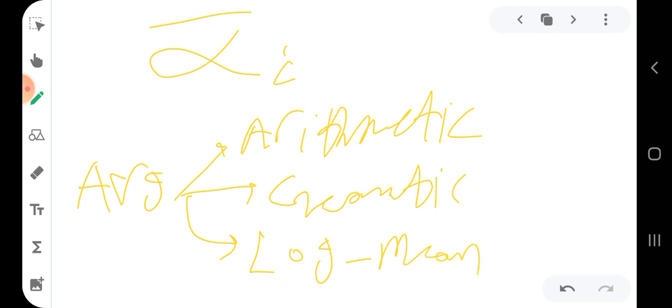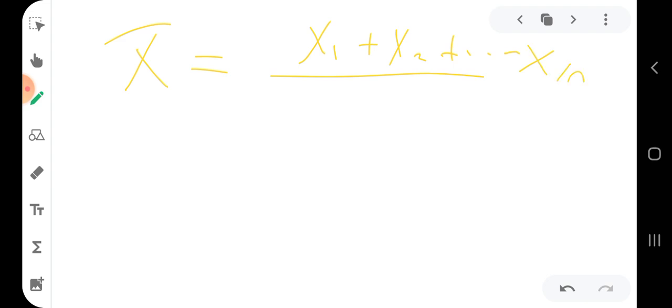So when you say arithmetic average, you are finding the average as x1 plus x2 plus etc. up to xn, over n, or the summation of different values over their number. For example, it could be x1 plus x2 over 2, or x1 plus x2 plus x3 over 3, etc. So this is what we call the arithmetic average.